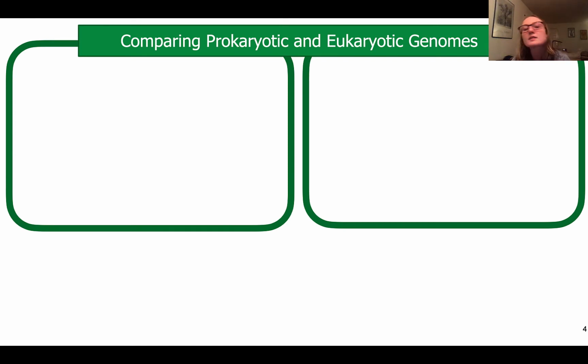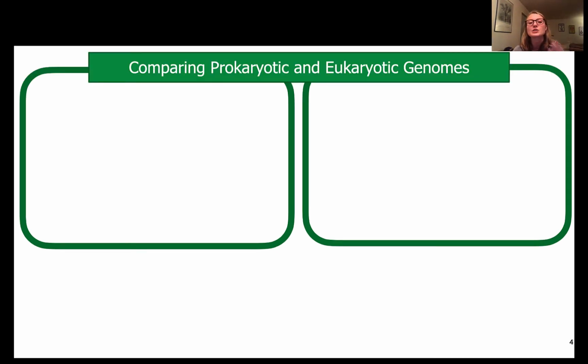All living things, from the tiniest to the biggest, the least complex to the most complex, all pass their heritable information through these same 4 or 5 nucleotides, which is just crazy. But let's first compare the genomes of prokaryotes and eukaryotes.